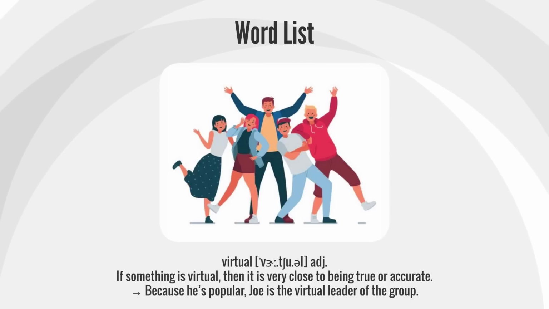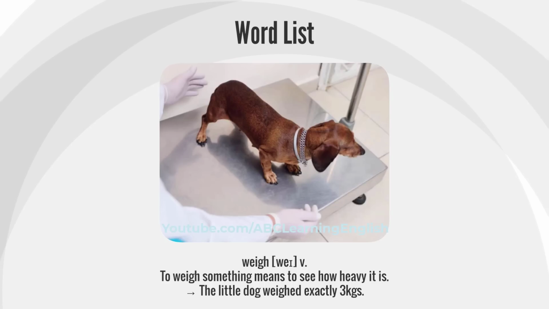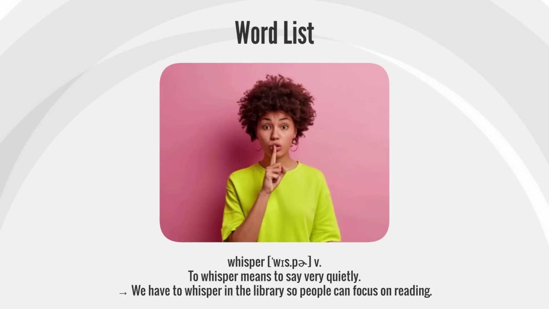Virtual. If something is virtual, then it is very close to being true or accurate. Because he's popular, Joe is the virtual leader of the group. Weigh. To weigh something means to see how heavy it is. The little dog weighed exactly 3 kilograms. Whisper. To whisper means to say very quietly. We have to whisper in the library so people can focus on reading.